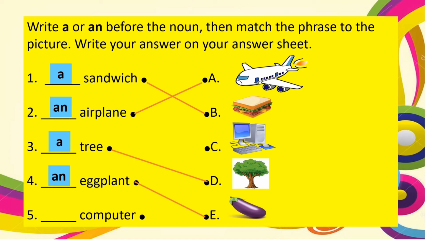Number 5. Computer. A or an? Very good. A computer. Where is the picture? You're right. Letter C.